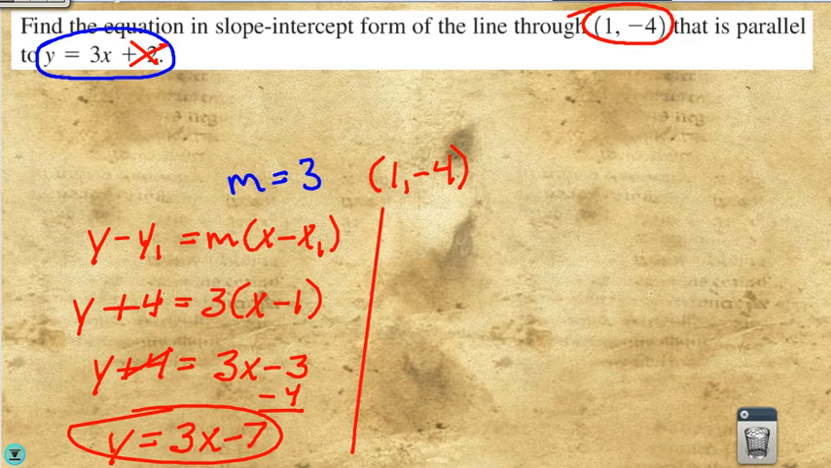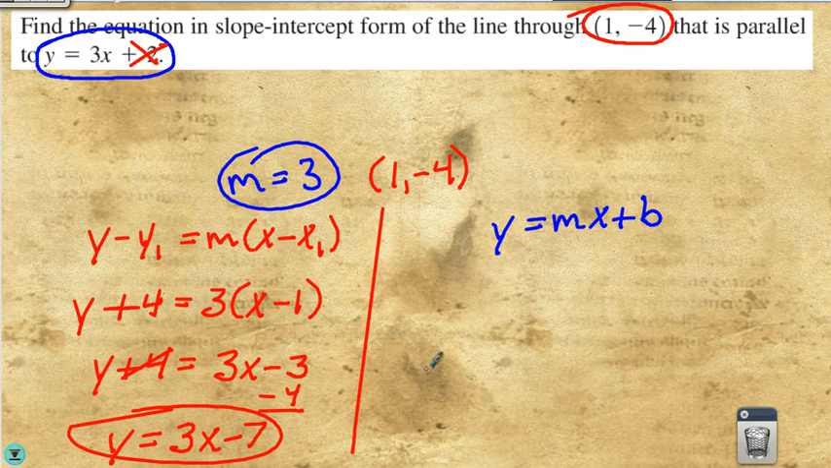The other way of working that, pick which way you like best. Y equals mx plus b. You have your slope already. We obtained our slope from this. We want it to be parallel. That gives you half your answer, y equals 3x. And we're looking for the rest of the answer. We don't know our plus b.